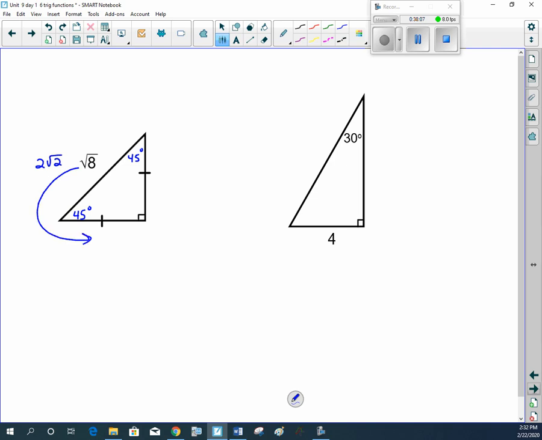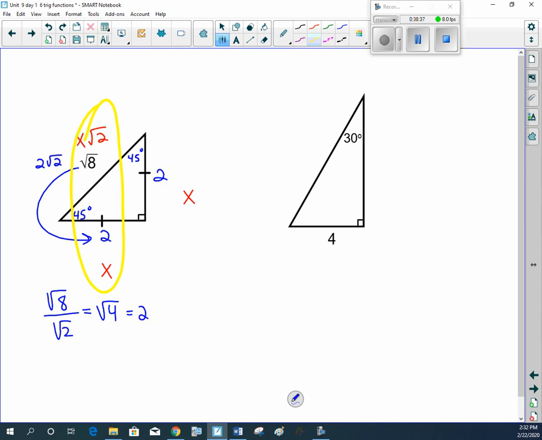I'm going to try to go to a shorter side. Well, all I have to do is decide, first of all, am I going to multiply or divide? Well, since I'm going to a shorter side, I'm going to divide. What am I going to divide by? Well, looks like to me the difference in the ratios is a square root of 2. So I'm going to take square root of 8 and divide it by square root of 2. Well, square root of 8 divided by root 2 is the square root of 4, which is 2. So each of these sides is 2.